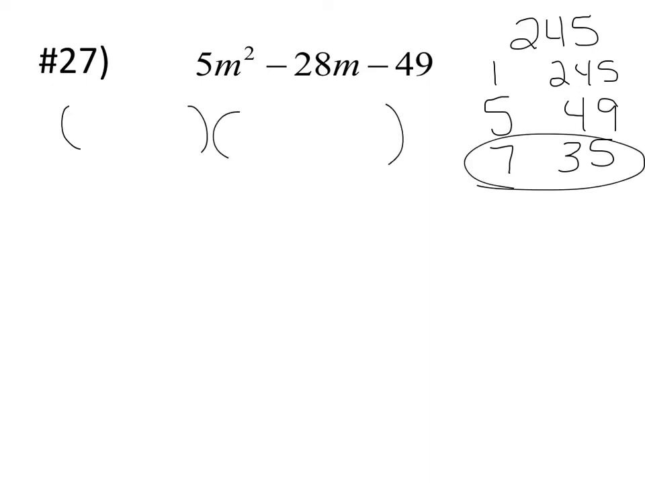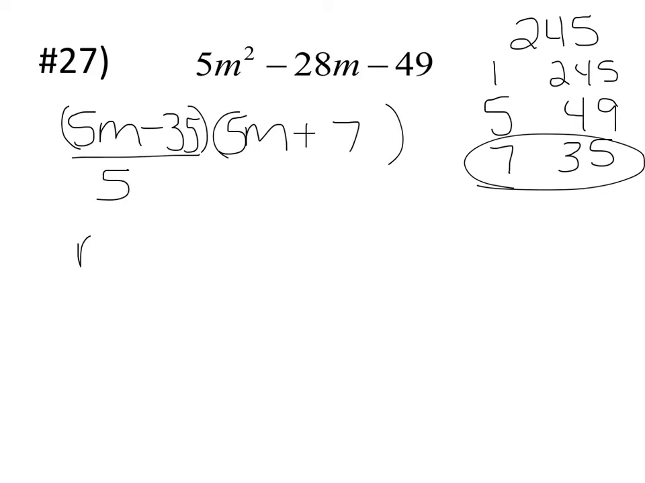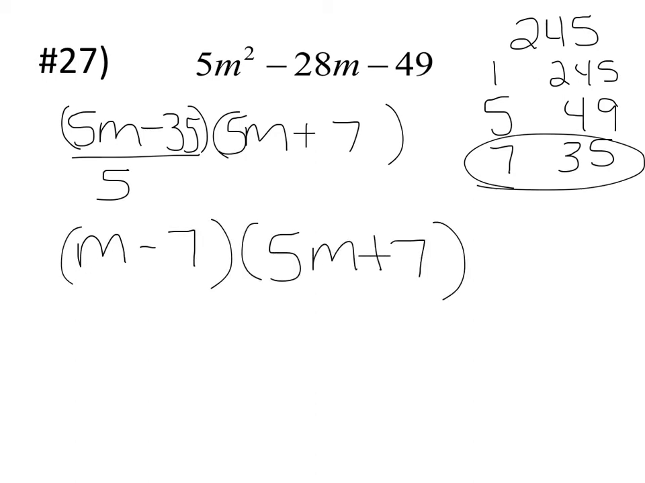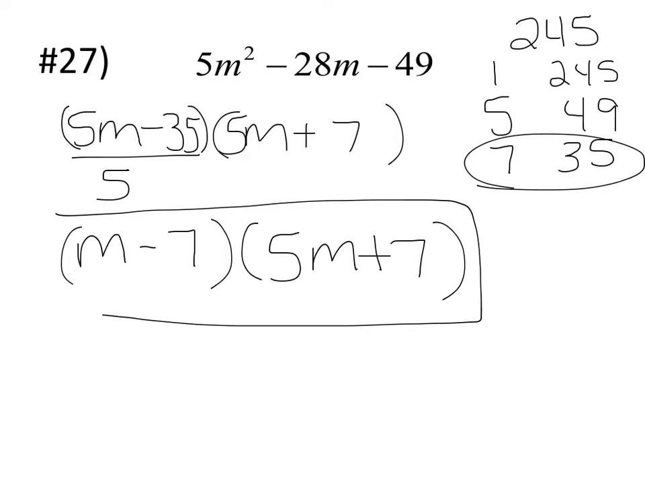So build your houses. Each house gets a 5m. If your first sign is negative, you change your second sign. And the larger number always goes first. This house has a 5 in common, so you're going to divide it out, leaving you m minus 7 and 5m plus 7. And we're going to verify to make sure we're correct. M times 5m is 5m squared. M times 7 is plus 7m minus 35m is going to give me negative 28m. And negative 7 times 7 is negative 49. So that is correct.